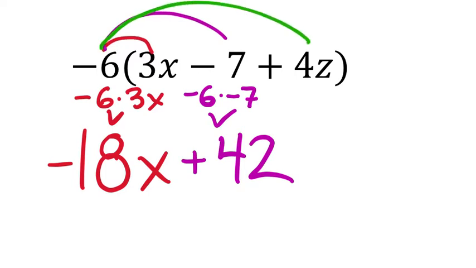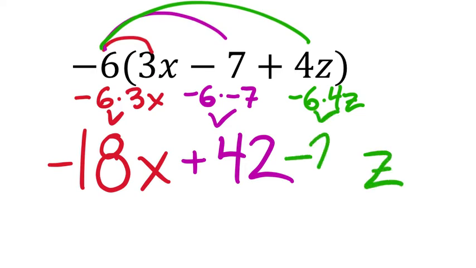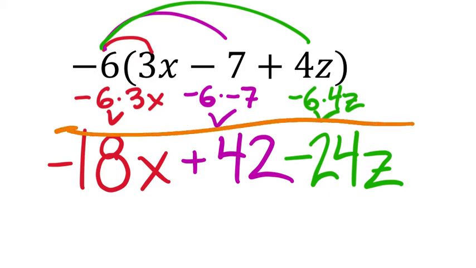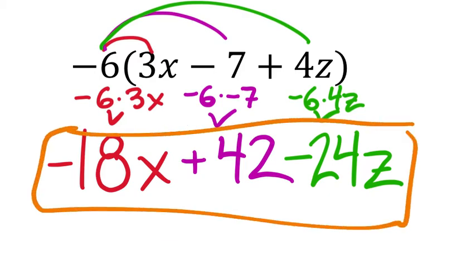And then I'll distribute this negative 6 into this 4z. So that's negative 6 groups of 4z's. Well, how many z's would that be? Well, negative 6 times 4 would be negative 24 z's. Okay? And that right there actually is about as simplified as we can make this expression here. Okay?